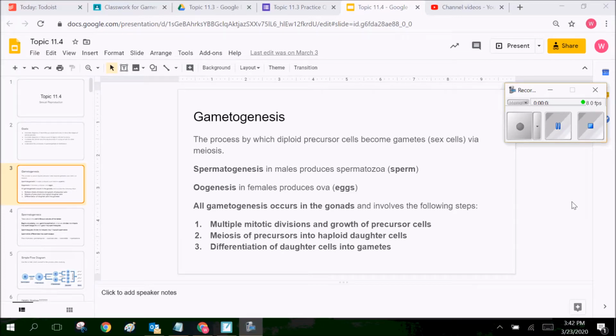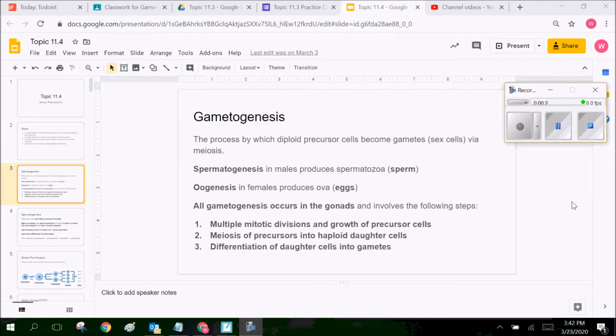We are going to do the topic 11.4 review for gametogenesis and fertilization and all that stuff. It is a lot, so I'm going to go through it as quickly, but hopefully as in-depth as possible. So let's go ahead and get started.